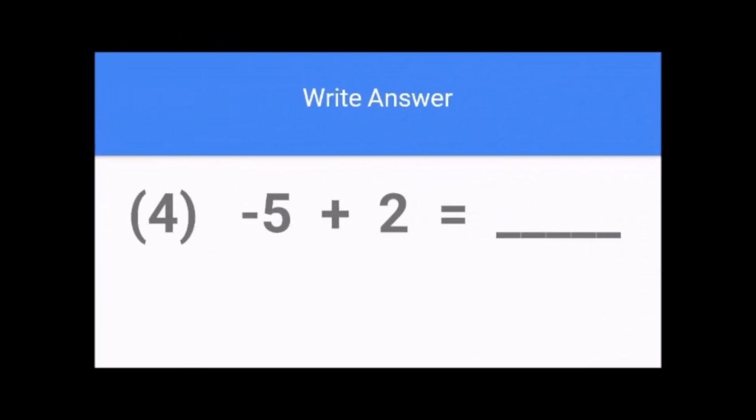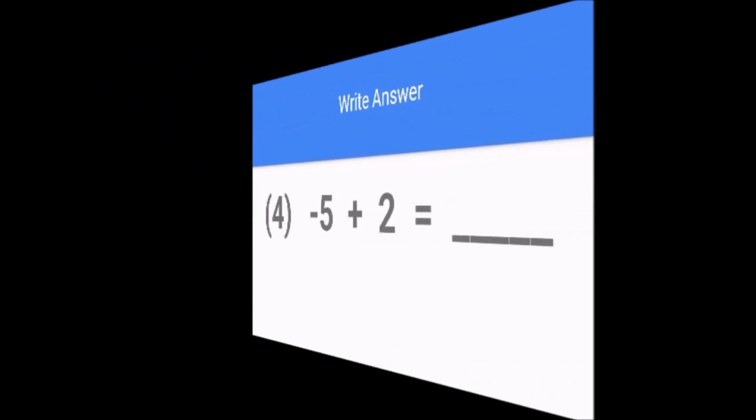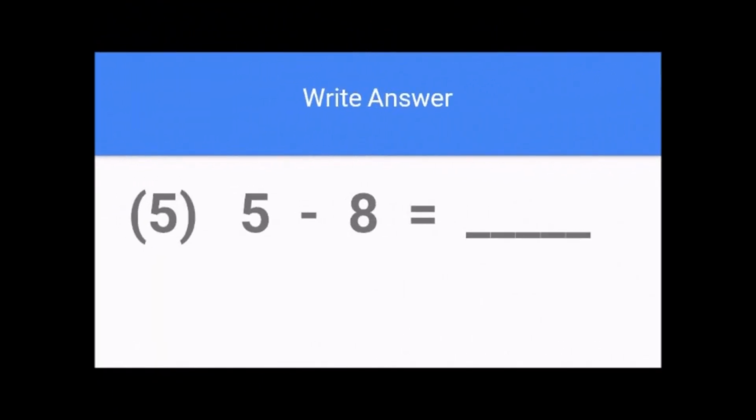Number 4. Positive 5, negative 5 and you have positive 2. So it's negative 5 plus 2. Write the answer. Remember, look at the two numbers. Whichever one is bigger, you have to subtract if you have negative and positive, and then put the sign in front of the bigger number.